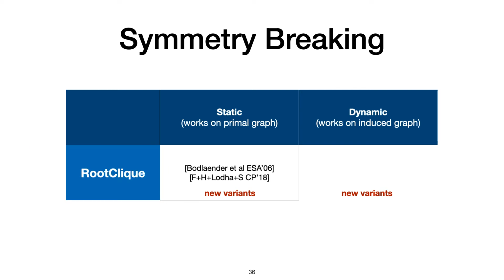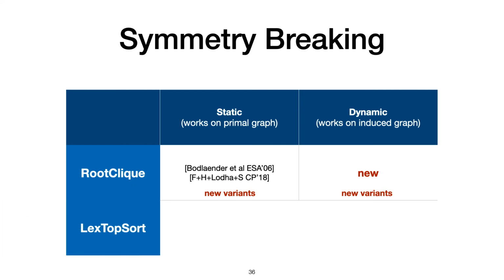The static RootClique predicate has already been described and works by Bodlaender and others, and we used the version in our CP 2018 paper. We introduce new variants of static RootClique. We introduce and implement dynamic LexTopsort for fractional hypertree decompositions. We introduce static LexTopsort. Dynamic LexTopsort has been introduced by Andre Schidler and Stefan Szeider in their 2019 paper for hypertree decompositions. We implement dynamic LexTopsort for fractional hypertree decompositions.